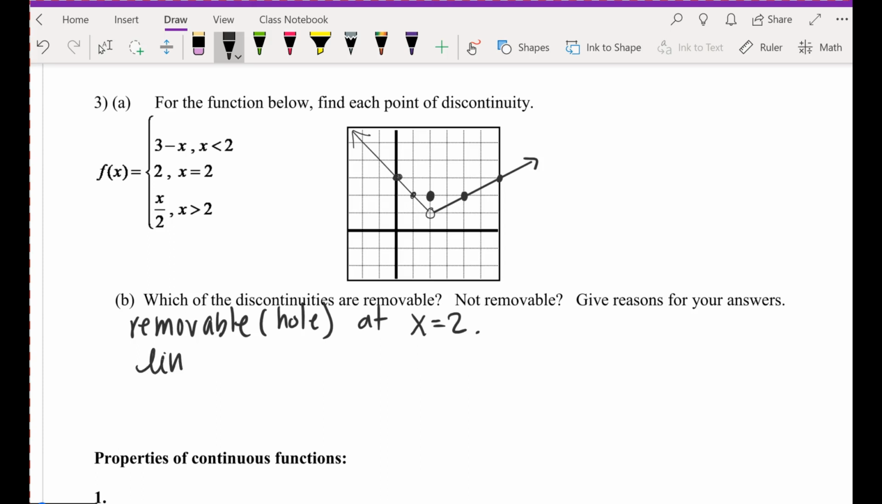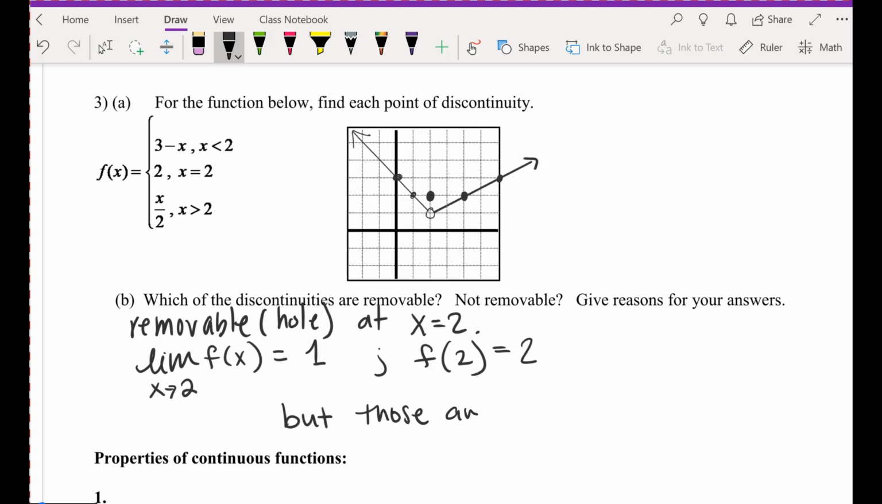The limit as x approaches 2 of your function equals what? It's 1. You're right. Then I have to show that f of 2 exists. f of 2 is 2. But those are not the same. That's how we prove it.